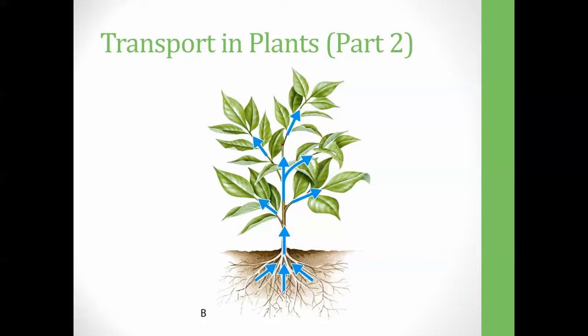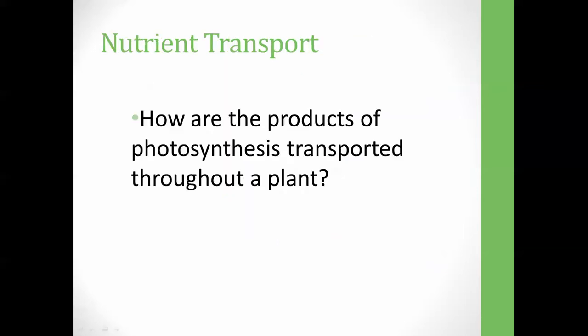This is our last section in chapter 23, so we're going to look at transportation in plants. We did the transport of water last time, so now we're going to look at the transport of nutrients. We're going to look at how the products of photosynthesis, our nutrients or our sugars, are transported throughout a plant.